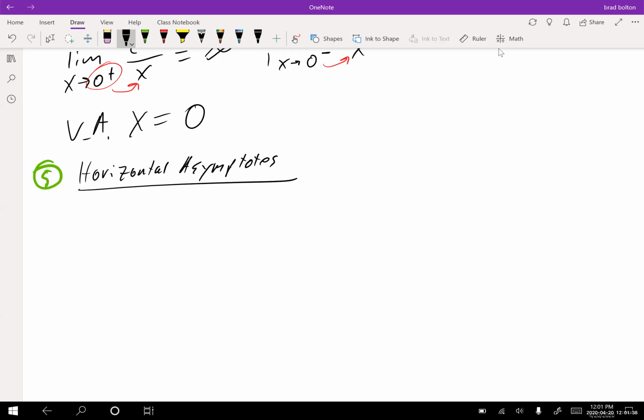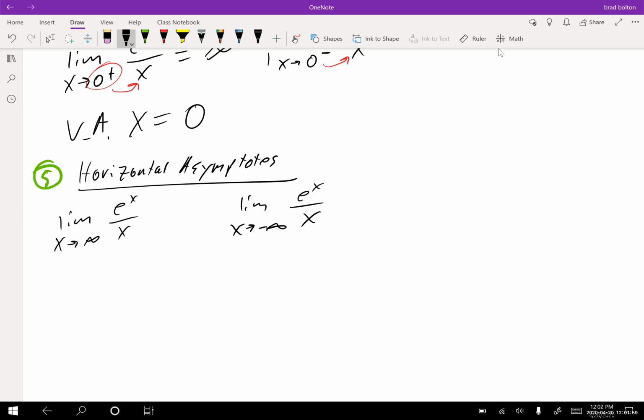Okay, so horizontal asymptotes. Now you guys should recall that to find horizontal, you take the limit as x approaches infinity of e to the x over x, and you do the limit as x approaches negative infinity of e to the x over x. This is how we find horizontal asymptotes.